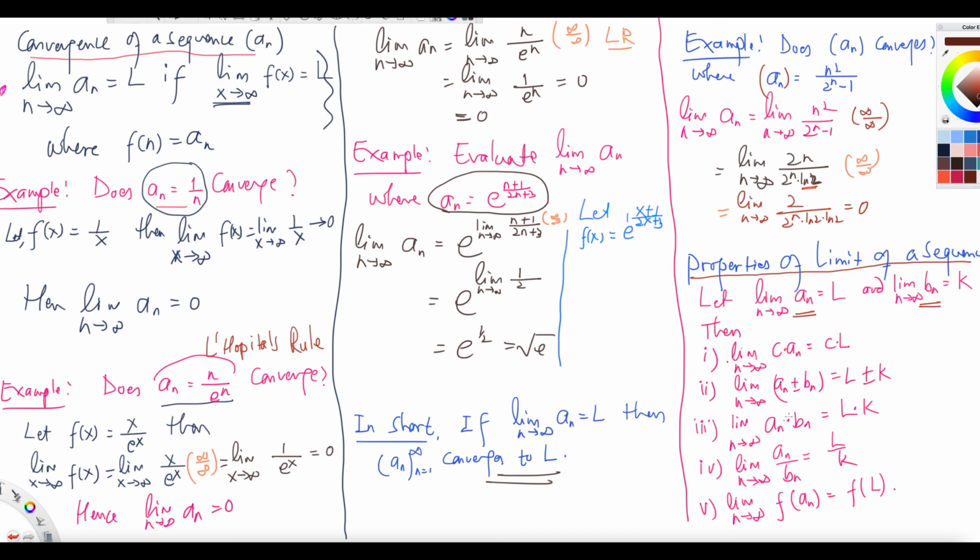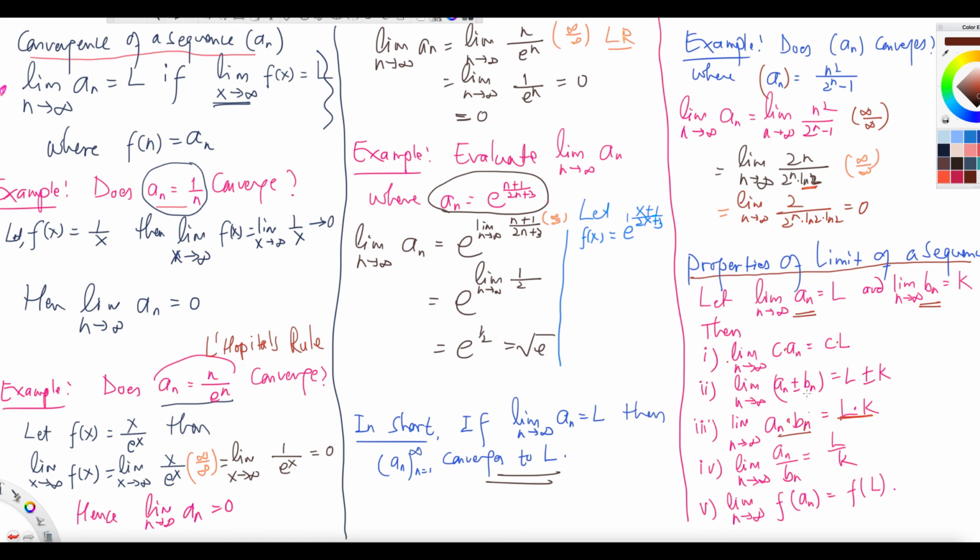Similarly, if you are multiplying two sequences, then the limit of the product of the two sequences is equal to the product of the limits. And the fourth one is that the limit of the ratio of two sequences is the same as the ratio of the limits, because you can find the limit of the numerator and the limit of the denominator separately. You can do that too.